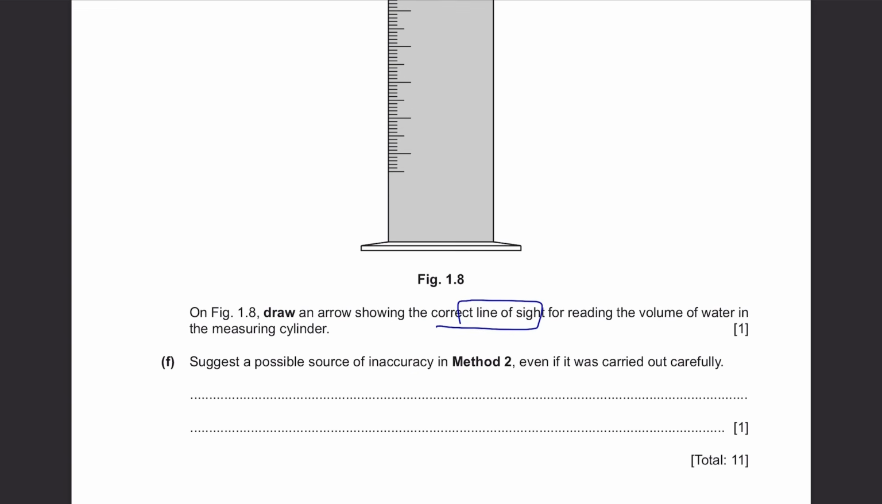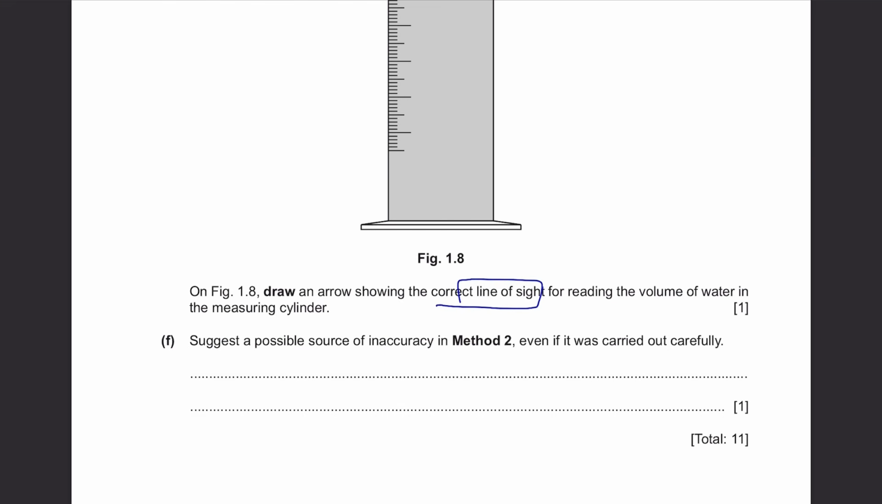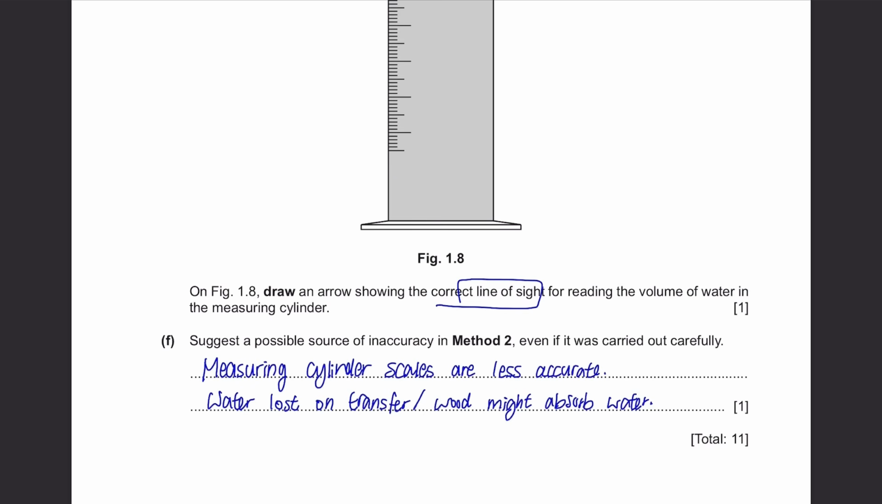Part F. Suggest a possible source of inaccuracy in method 2 even if it was carried out carefully. First of all, you're using measuring cylinders, and measuring cylinders are not really accurate. So you get your 1 mark, they are not accurate enough. Also, you're going to keep moving the clay and the rod in and out of the measuring cylinder, and there can be water lost in the process, like the clay can absorb the water or the wood can absorb the water.